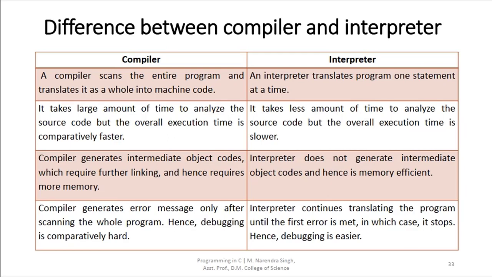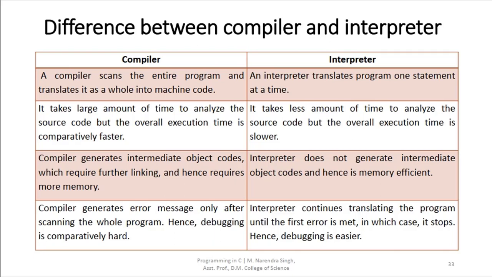A compiler scans the entire program and translates it as a whole into machine code, but an interpreter translates the program one step at a time. A compiler takes a large amount of time to analyze the source code, but the overall execution time is comparatively faster. But an interpreter takes less time to analyze the source code, but the overall execution time is slower. Compiler generates intermediate object codes, which require further linking and hence require more memory.